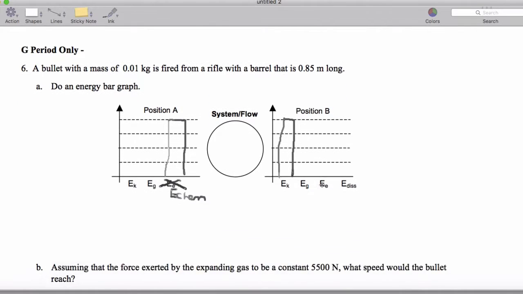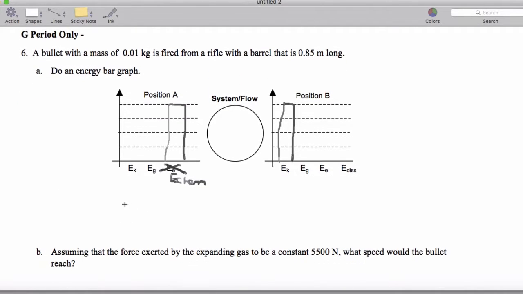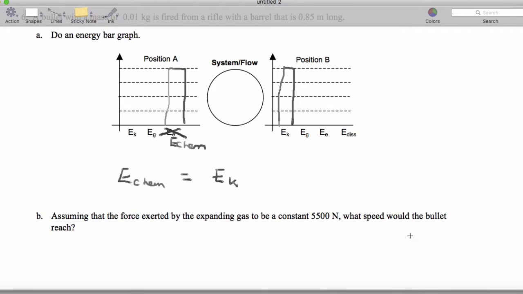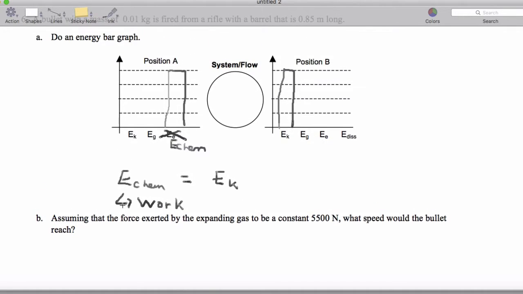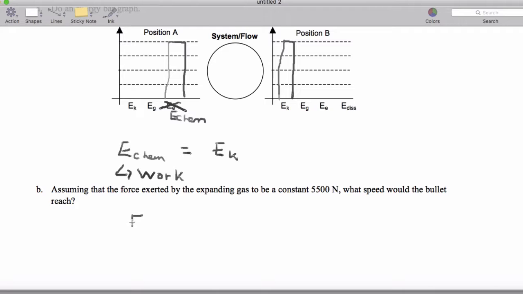So what this means is we have the E chemical, and that's going to equal the E kinetic. And now the actual E chemical is going to be the work done to actually give the bullet kinetic energy. So here's the idea. We're going to have force times distance as the work done by the E chemical, or rather the work the chemicals exploding do of giving the bullet kinetic energy.